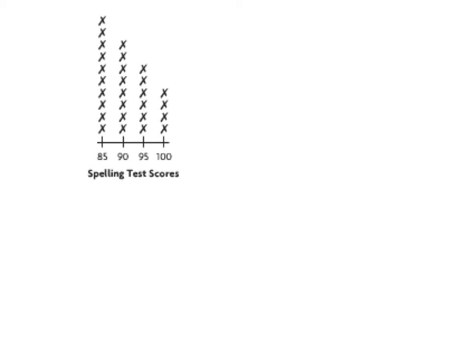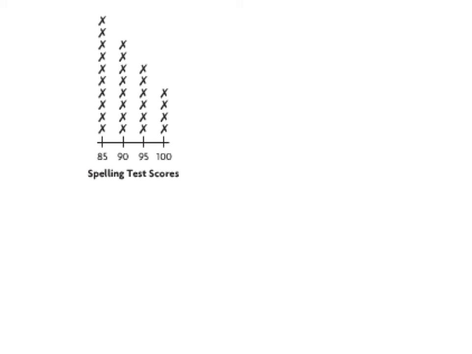How many students scored 90 on the spelling test? Well, here's 90. Let's count the marks. 1, 2, 3, 4, 5, 6, 7, 8. 8 students scored a 90. Well, did more students score a 90 or a 100? Well, you can see that there are more marks on the 90. So more students scored 90.